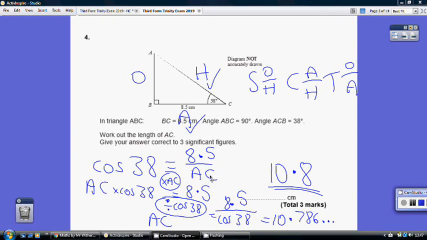Now just be careful with the algebra now. We need to make AC the subject. So we're going to multiply both sides by AC and then divide by cos 38, giving us AC equaling 8.5 divided by cos 38. Then using our calculator, that gives us 10.786... So to three significant figures, that is 10.8.